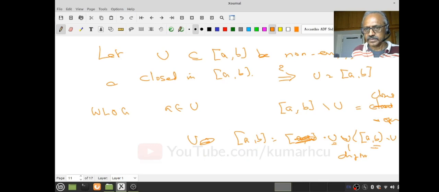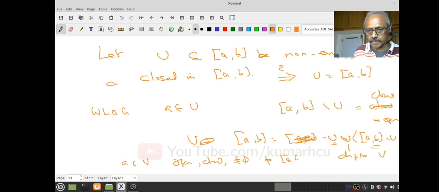Do you understand that? Yes or no? Right? So suppose A is here in the second one, call this B. If A is in B, what do I know about B? B is non-empty and it's both open and closed, and it cannot be all of the interval AB. Why? Because U is not empty, therefore this cannot be all of it. You understand that? Therefore B is open, closed, not empty and not equal to AB.